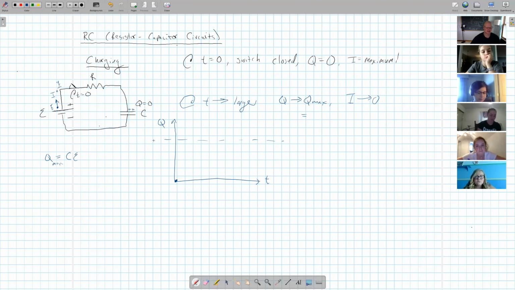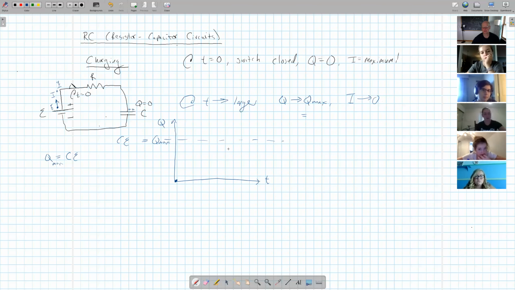So this is going to asymptote to Q max, where Q max is going to act as if the resistor doesn't exist, and this thing only reaches the maximum charge, which is based on the capacitor and the battery. So it's going to be C times E. So again, what's happening is time is equal to 0. I have 0 charge.